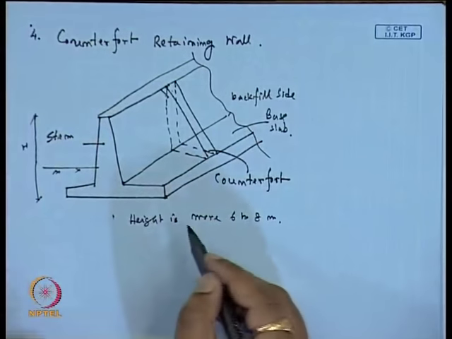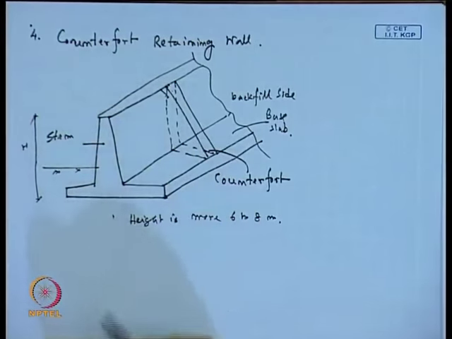So these are the four different types of retaining walls. The first one is the gravity retaining wall, where most of the stability comes from the weight of the retaining wall, and we use plain cement concrete, PCC. The next is the semi gravity retaining wall, where the size of the gravity retaining wall is reduced by providing a small amount of reinforcement. The third one is the cantilever retaining wall, where RCC, reinforced cement concrete, is used.